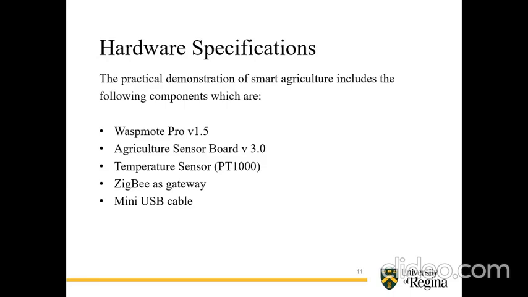Hardware specifications. These are the hardware we need to perform this experiment. First one is Waspmote Pro V1.5. Second one, Agriculture Sensor Board V3. Third one is the temperature sensor PT1000, and Zigbee as a gateway and a mini USB cable. I have chosen this topic because I did one practical demonstration in our course, Internet of Things. So we need all these devices to perform the experiment.